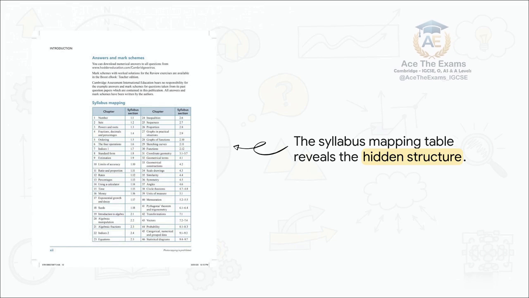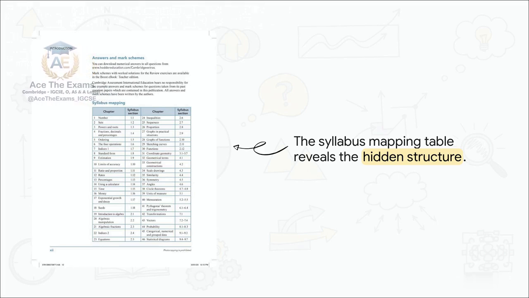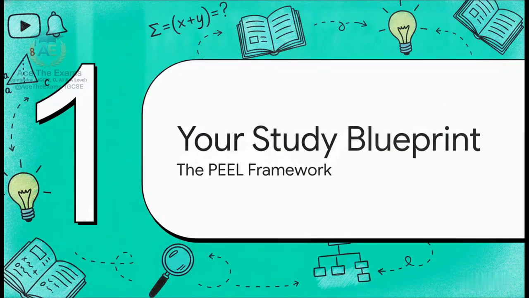It tells you exactly where you are in the grand scheme of the Cambridge assessment universe at any given moment. You don't ever have to guess what they want from you. The examiners are showing you their exact playbook. If you understand how to read this map, you stop being a victim of the exam and you start becoming the architect of your own results. Section 1. Your study blueprint.